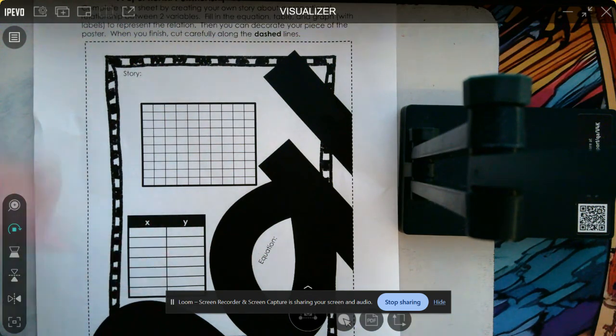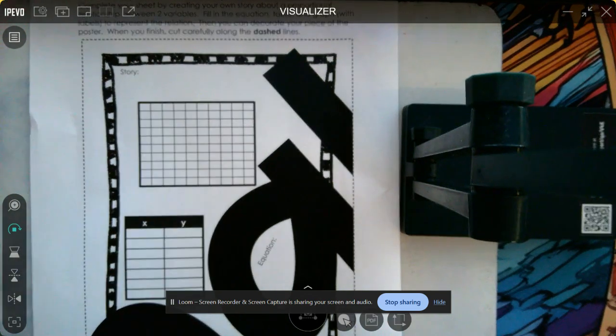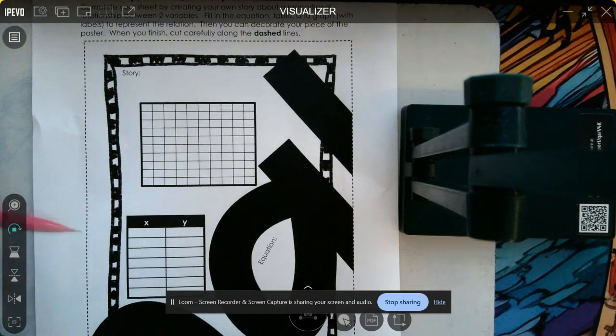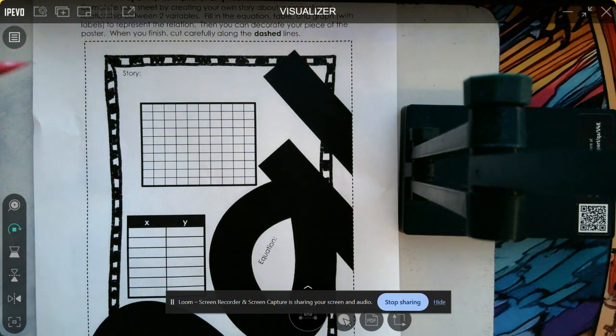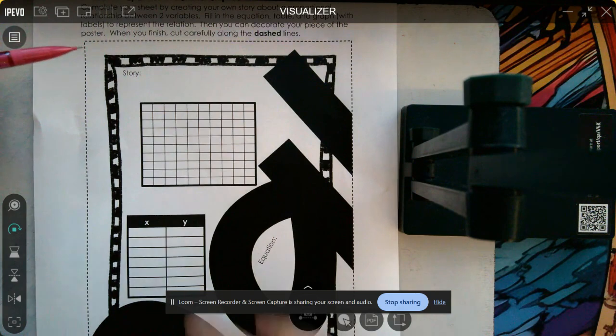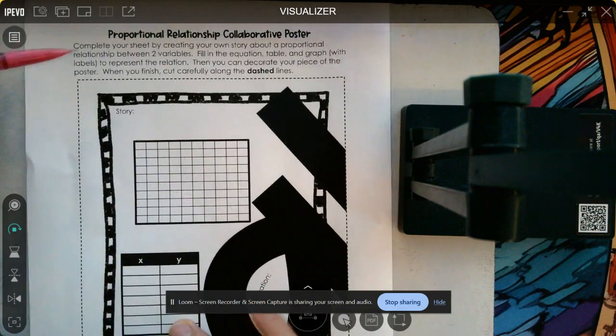So I'm going to be showing you an example of how you can fill out and complete this assignment, and then you're going to create your own and be creative. Okay? So for my story, I'm going to be comparing quarters to dollars. So how many quarters are in a dollar?